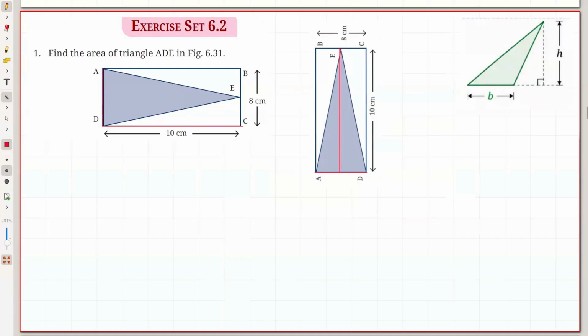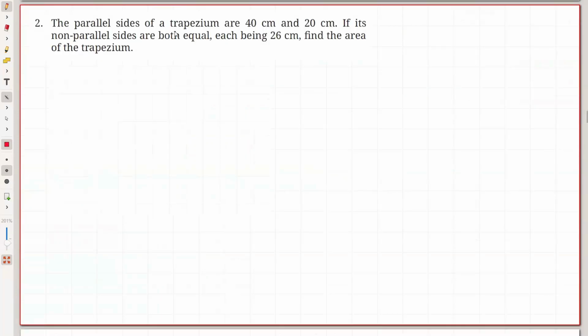So we can use the area of the triangle. Area of triangle is equal to half into base into height. Half into base 8 into height 10. 1 2s are 2, 4 2s are 8. So 4 into 10 is 40 centimeter square. The unit is square unit, so we have to write centimeter square. 40 centimeter square.